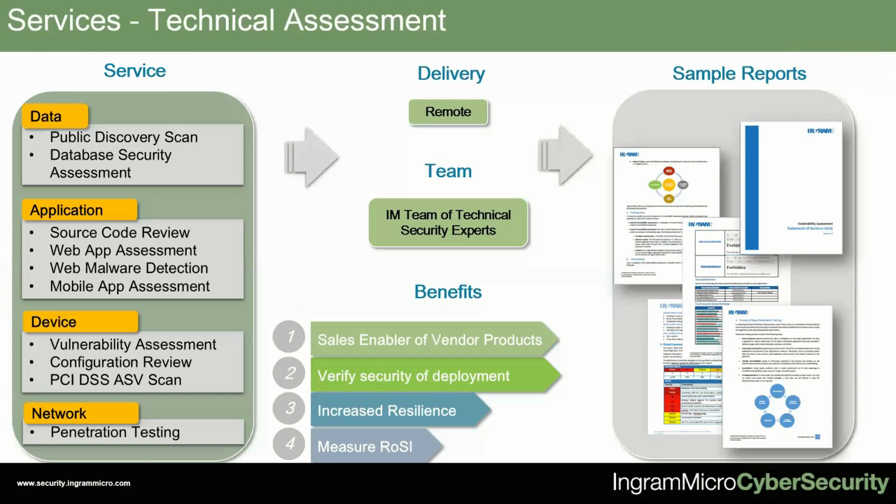Allow me to talk a little bit about the public discovery scan. This is an assessment that we do to find out what information about your end customers is available on the public web, so they can know how much they are exposed on the public web. And this is a very cheap assessment, and sometimes we might be able to give it free of charge, depending on a case by case basis. So these can be sales enablers for our vendor products.